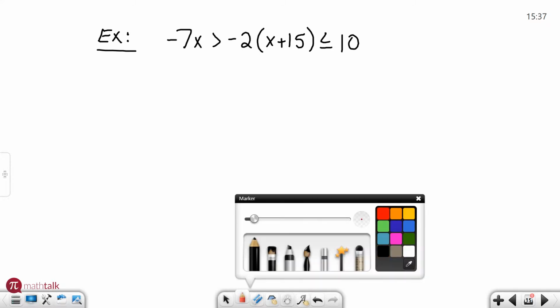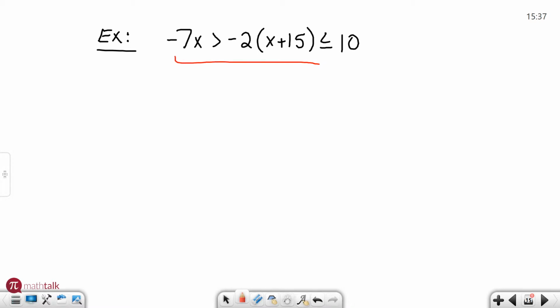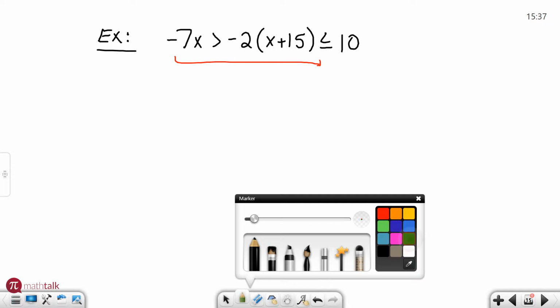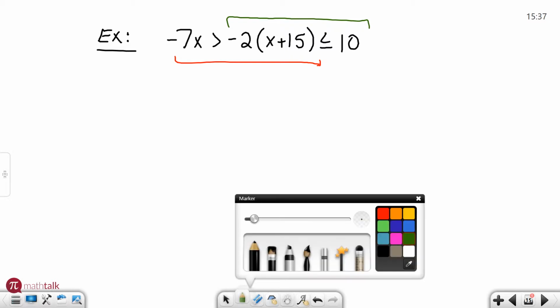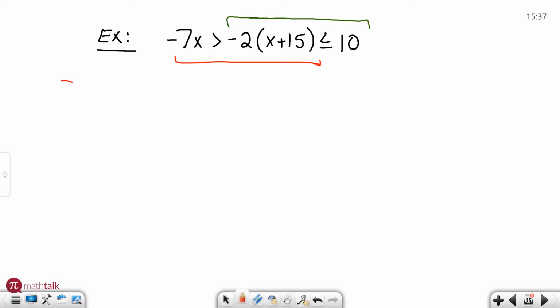Let's see, I'm going to separate it from here, and then I'm going to separate it from here as two separate ones. Okay, so the red one, let's go back to that. Negative 7x is greater than negative 2 times x plus 15.